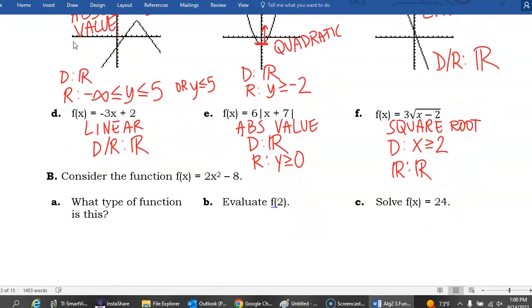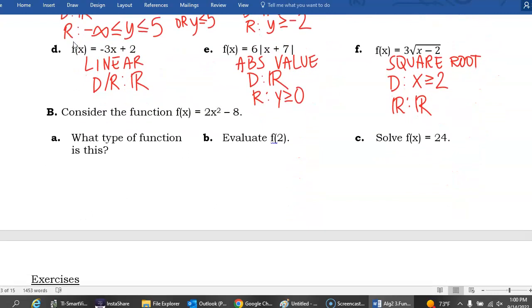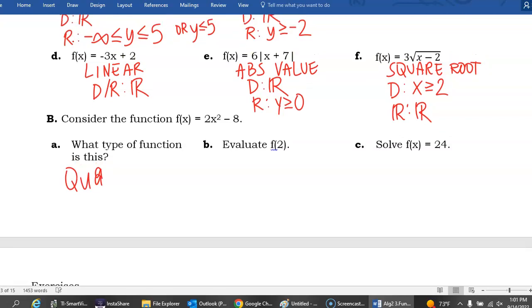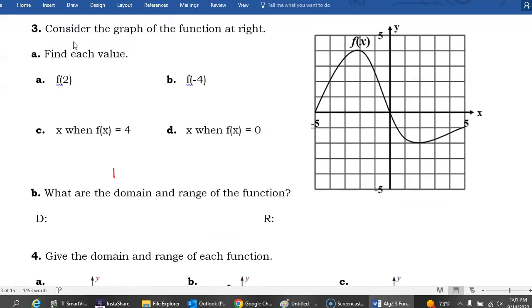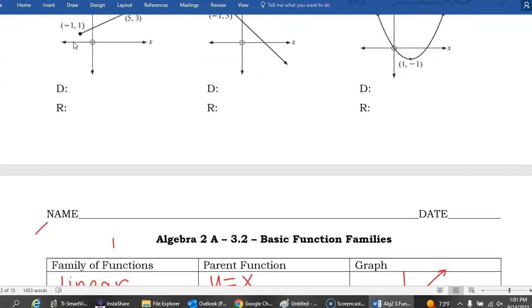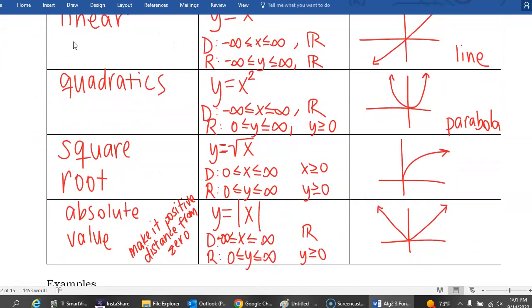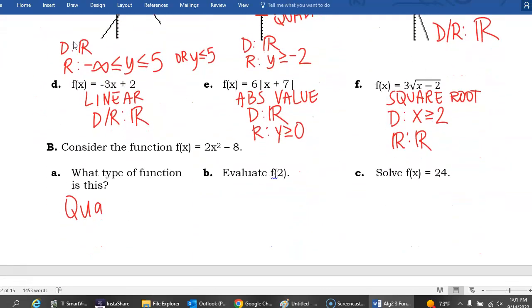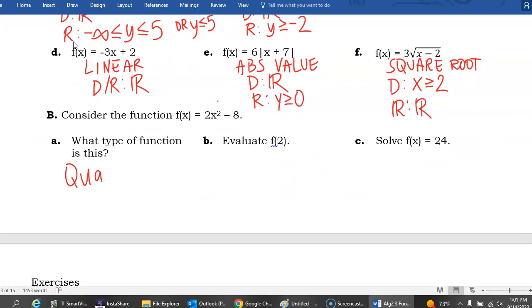Example B, we have a function 2x squared minus 8. What type of function is this? I see a power of 2. I know when I see a power of 2, that is a trademark of my quadratic functions. Power 2 is a trademark of quadratic functions.